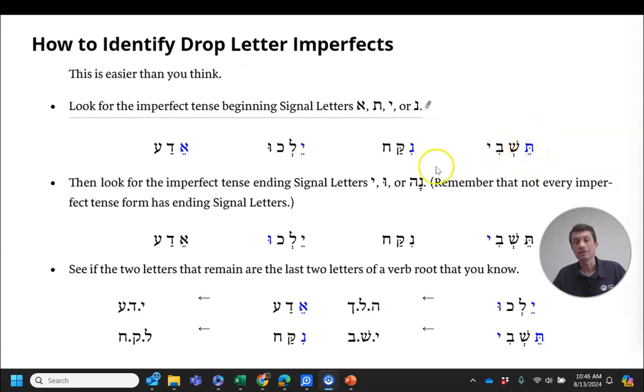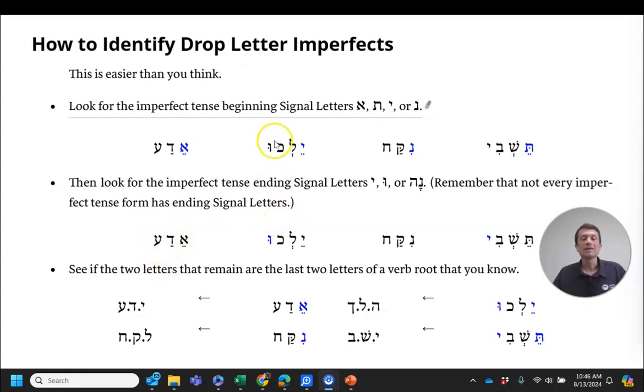That's not going to be a root letter. The nun is a first common singular or first common plural signal letter of the imperfect. So I kind of peel that off. I'm left with kof chet, and so on through here. Then you want to look for the imperfect tense signal letters at the end of the word, if there are any, and you peel those off.